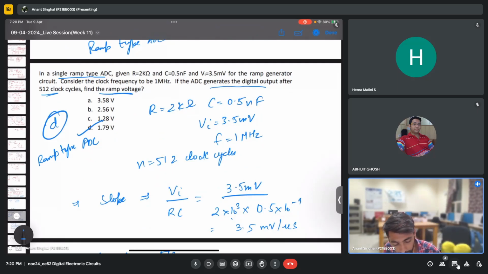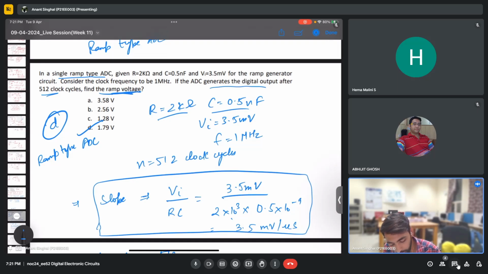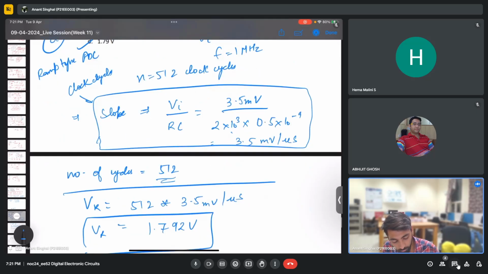So I'm again repeating, for any ramp type voltage, to find out the ramp voltage, first of all, we need to calculate the slope. And if we have the frequency or the number of clock cycles given, we just need to multiply the clock cycles with that slope to get the final ramp voltage.